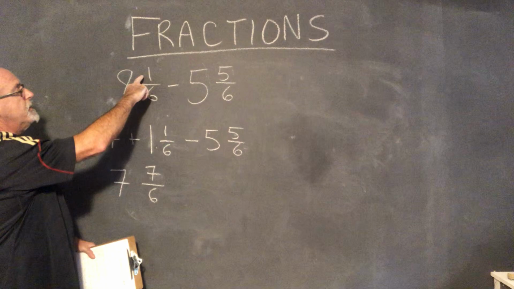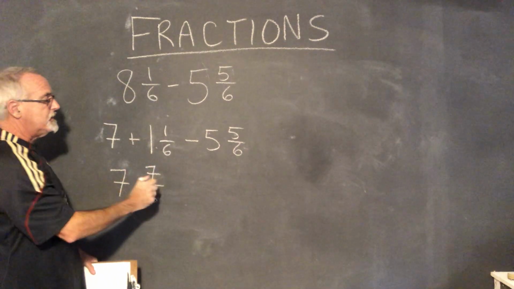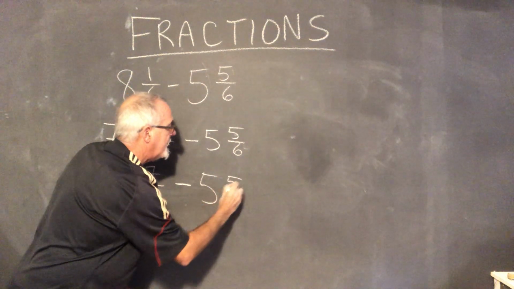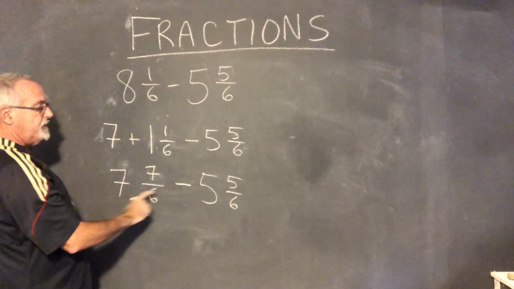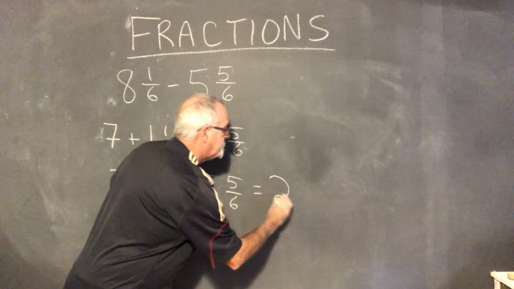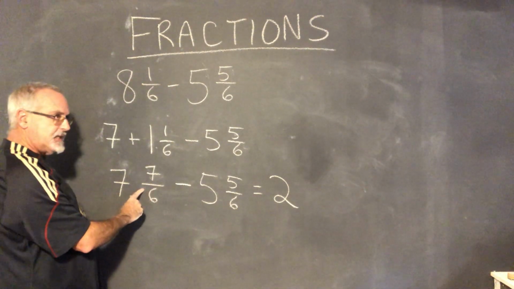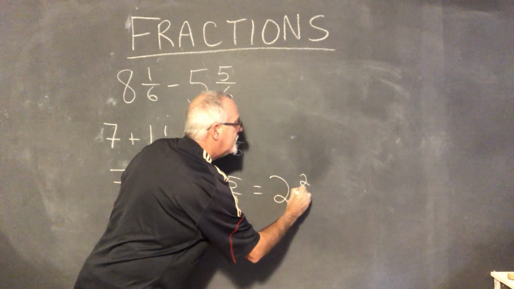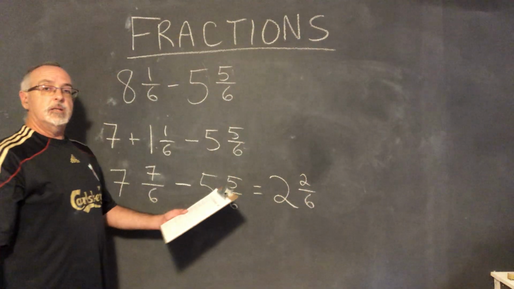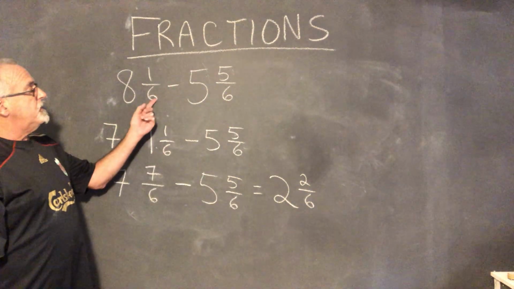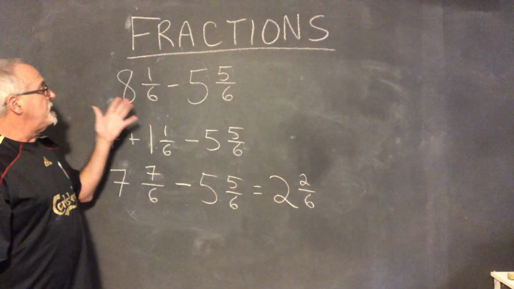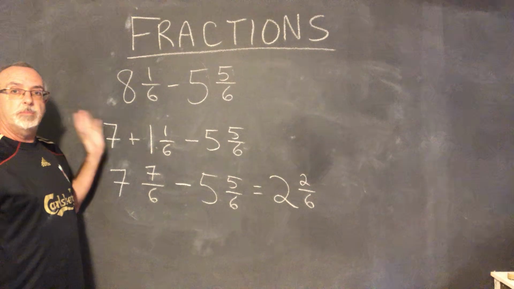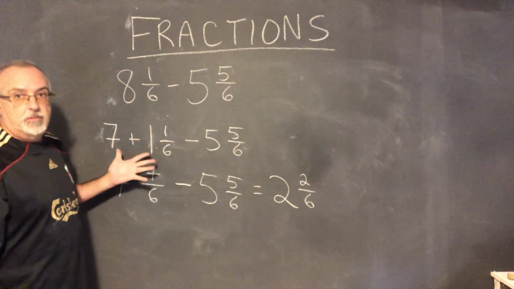So I have converted 8 1/6 into 7 7/6, which I did with a purpose, because now I can do my subtraction. 7 minus 5 is equal to 2. 7/6 minus 5/6 is equal to 2/6. I have an answer. I was able to do it even though this fraction was smaller than that fraction, thanks to the mixed number helping me out by loaning me a whole number.